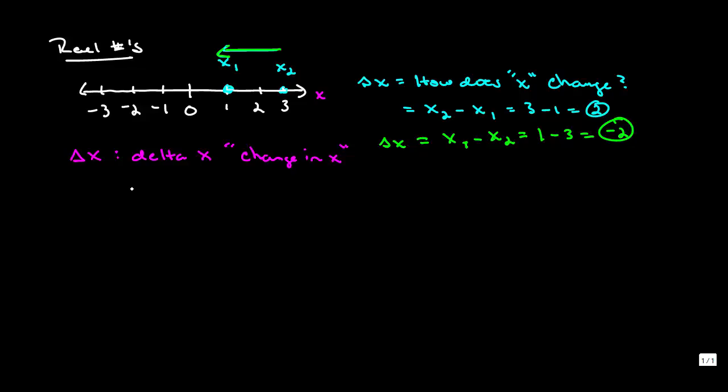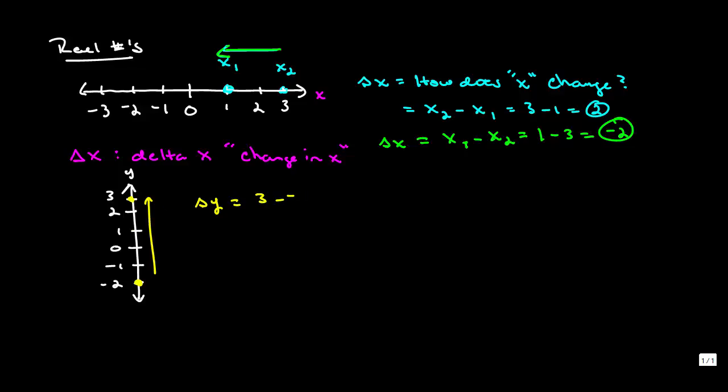Likewise, we can talk about the y-axis. If we think about the y-axis as representing all the real numbers again, with 0 being here, 1, 2, 3, negative 1, negative 2, and so on and so forth. Oops, there's supposed to be a negative in front of that one. If I go from negative 2 to positive 3, my delta y, the change in y, is from negative 2 to 3.